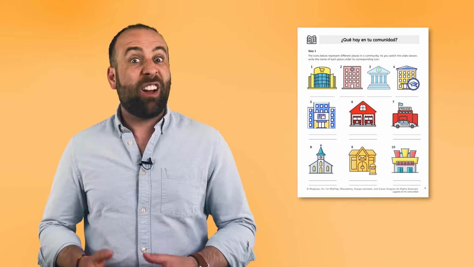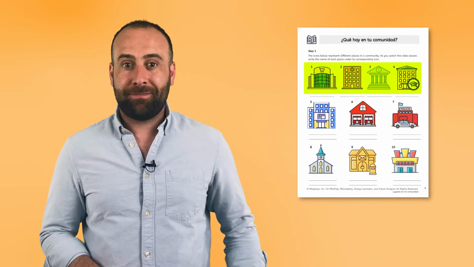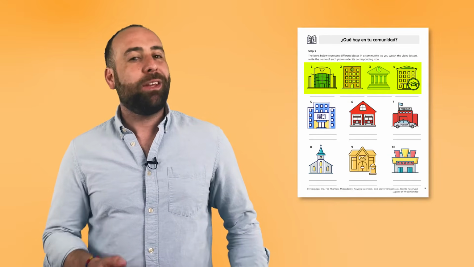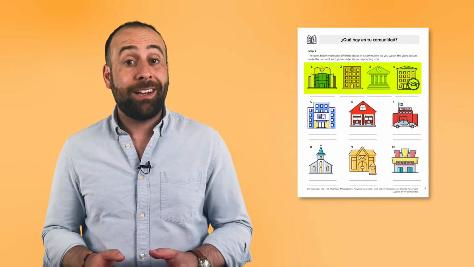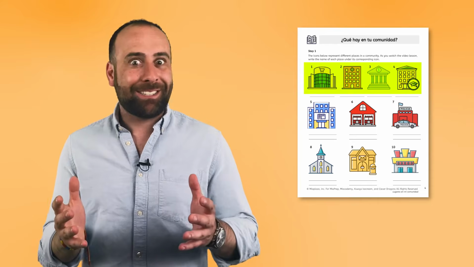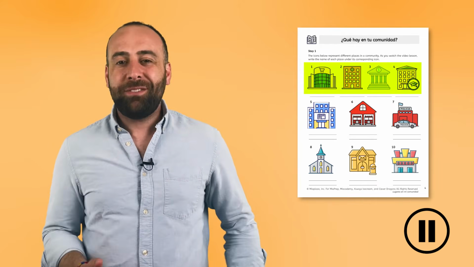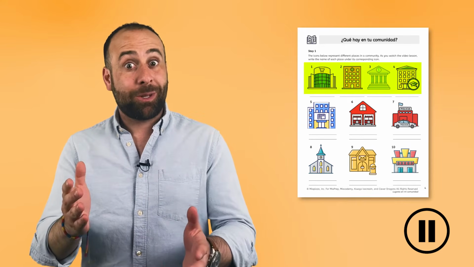On your PDF sheet, you have several icons of common places in a neighborhood. To start, you're going to label the first 4 in Spanish. These are places that I think you'll recognize because we learned about them in past lessons. And if not, here's a big hint. They are cognates. So, pause the video and label icons 1 to 4 in Spanish. Use a pencil in case you have to make any corrections. Go ahead.